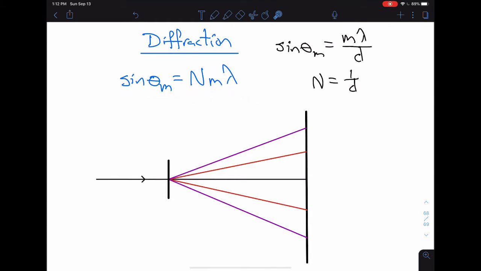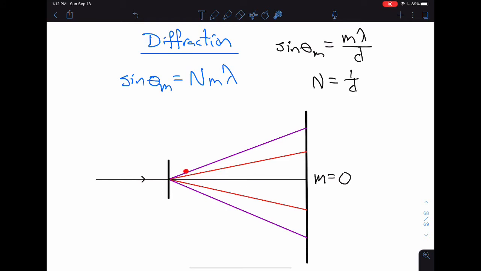Now m, which is the order, is directly related to theta sub m. Let's talk about that. So you have incoming light that is incident on the diffraction grating. Some of that light will pass through undeflected. This is the 0th order. Now we're going to assume all of this light is the same wavelength. Okay? So some of that light gets bent various amounts.